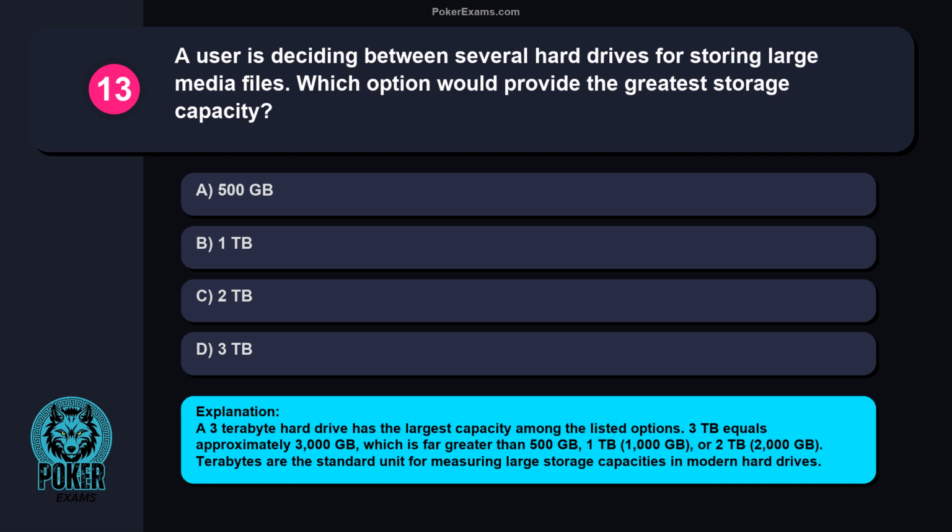A 3 terabyte hard drive has the largest capacity among the listed options. 3 terabytes equals approximately 3,000 gigabytes, which is far greater than 500 gigabytes, 1 terabyte, 1,000 gigabytes, or 2 terabytes, 2,000 gigabytes. Terabytes are the standard unit for measuring large storage capacities in modern hard drives.